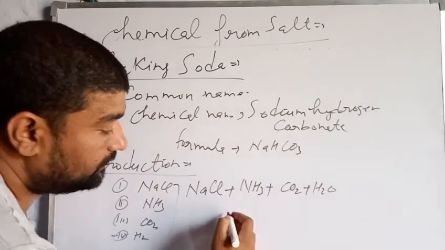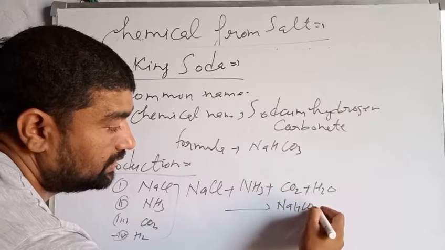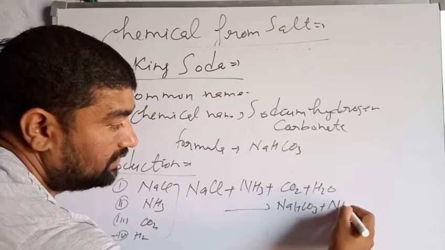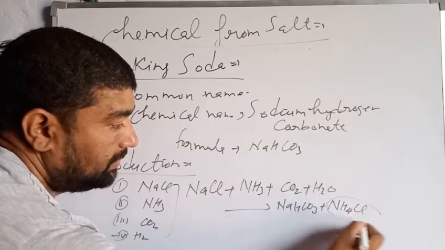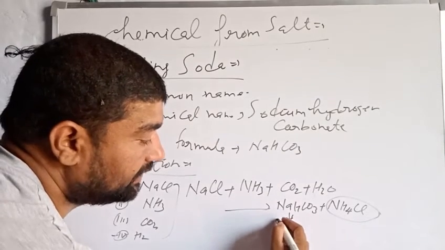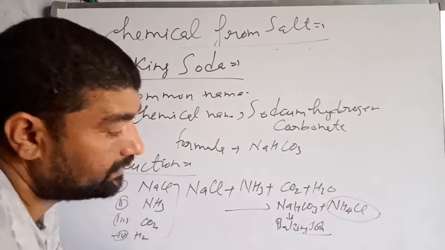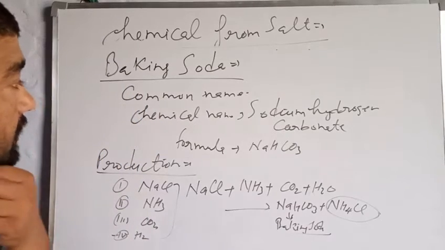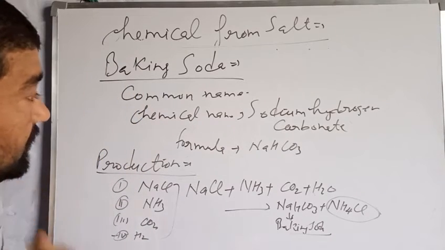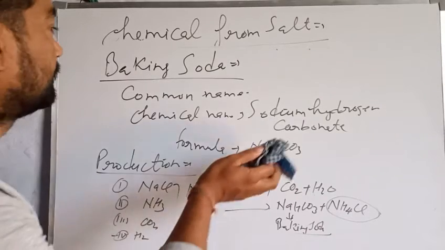So what will we obtain? We will obtain NaHCO3 plus NH4Cl. This is the byproduct. We don't need that. This is our main product, which is called baking soda. Fine. This is about the method of preparation of baking soda. Let's talk about its properties and uses.